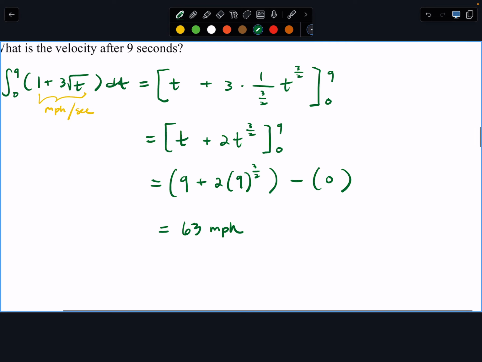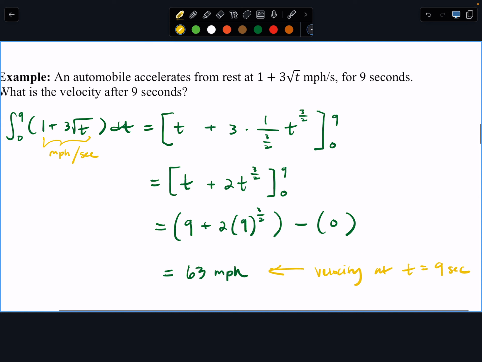That would be the velocity at t equals 9 seconds. It would actually be the change in velocity, but because we know it's the actual velocity at t equals 9 seconds because the velocity was initially 0. So being given this little piece of information here is important.